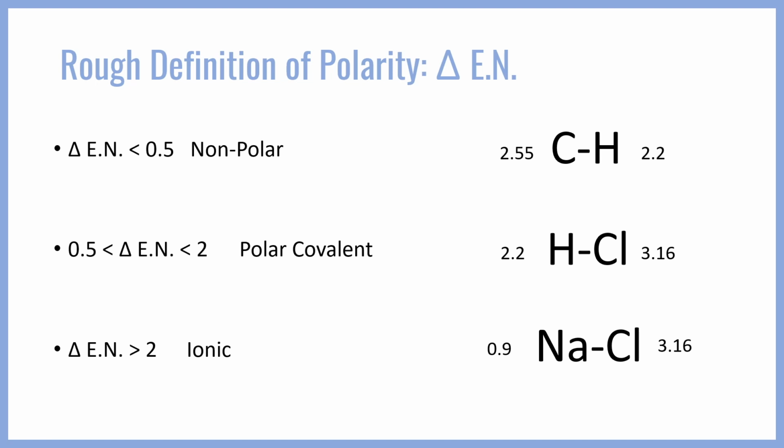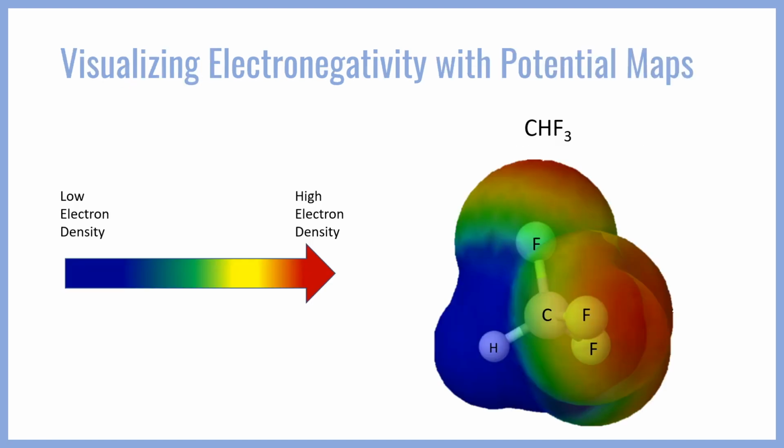To close off here, I want to go ahead and show you a tool to visualize electronegativity in molecules. These are known as electrostatic potential maps, and they show the relative distribution of electron density over the volume of a given molecule. Red indicates regions of high electron density, or negative electric potential. On the other hand, blue represents regions of low electron density, or positive electric potential.